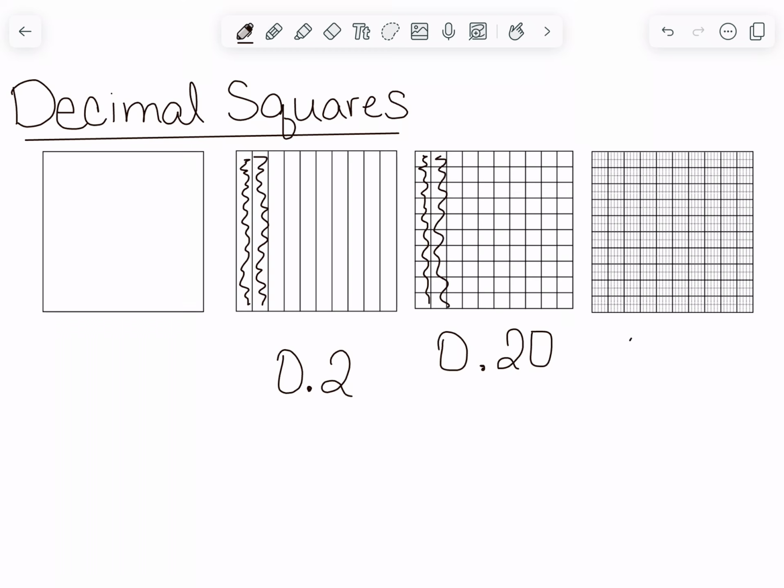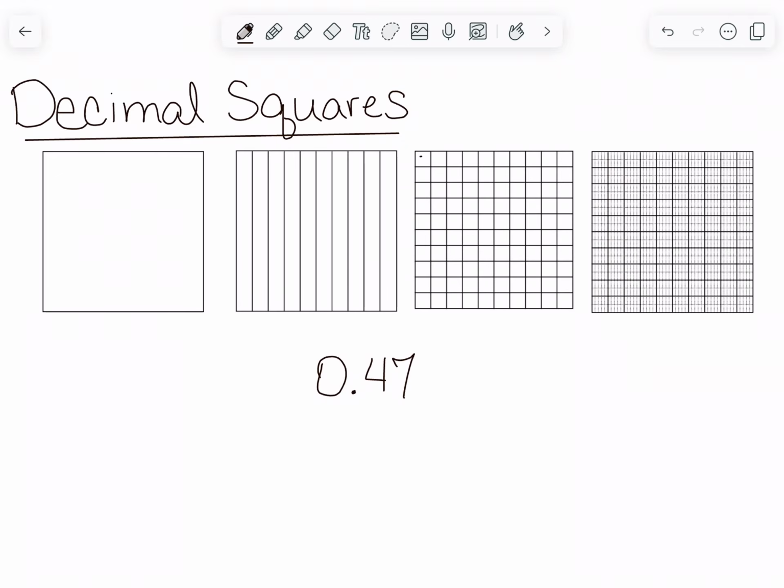And finally, on the thousandths, we could represent this as 200 thousandths. So we would actually shade 200 of my tiny rectangles, which would end up once again being 2 of these columns. All of these represent the same amount. That's a powerful idea, and it takes time to sink in.